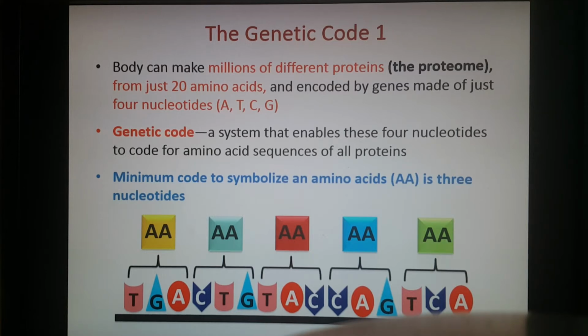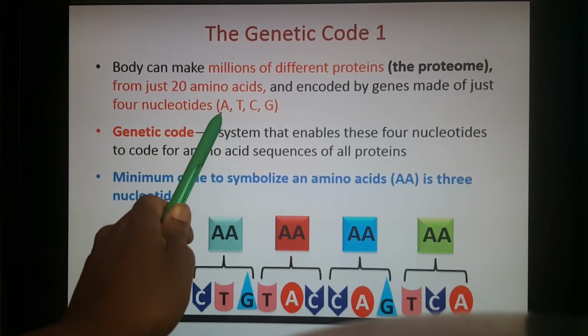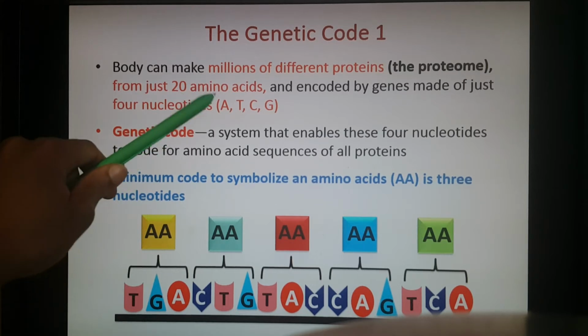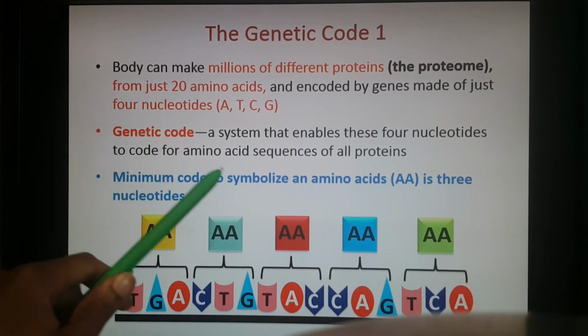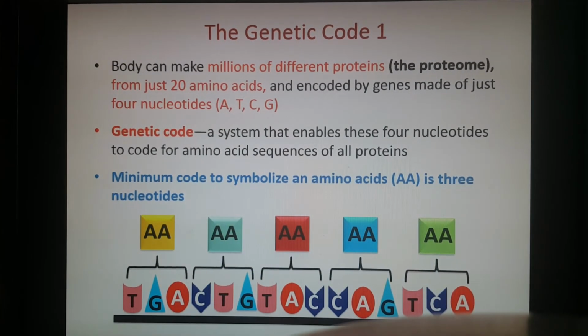The genetic code on our DNA can make millions of different proteins, and that is called the proteome. So our genome is our genes, our proteome is our proteins. We make our proteins from only 20 different amino acid building blocks, and this is based off the code from our four different nucleotides. The genetic code is the system that codes for our 20 different amino acids to make the pattern of where our amino acids are going to be placed into our protein.